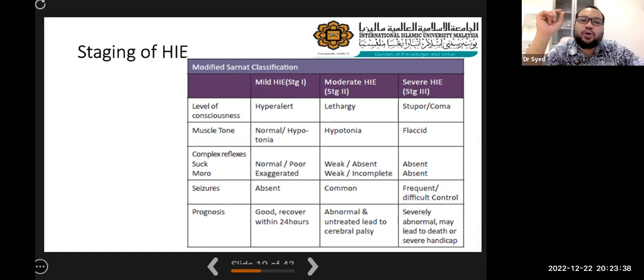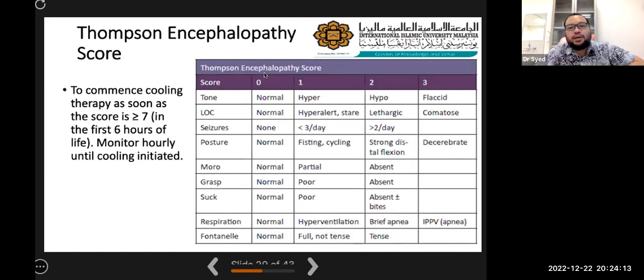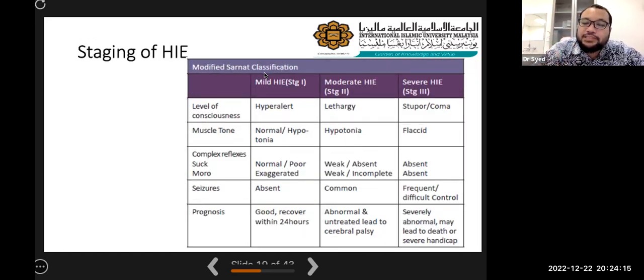Okay. Prognosis wise, in mild HIE, usually is very good. Baby should recover well quite early. Moderate usually can be abnormal, can be guarded prognosis, and if we do not treat properly within the first 6 hours, can lead to cerebral palsy. Severe HIE usually should have some neurological sequelae, and it can be severe, and it can lead to even death and severe handicap. So, yang ni how we classify HIE.